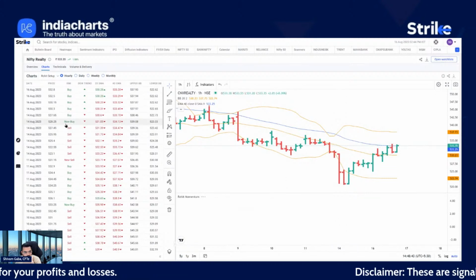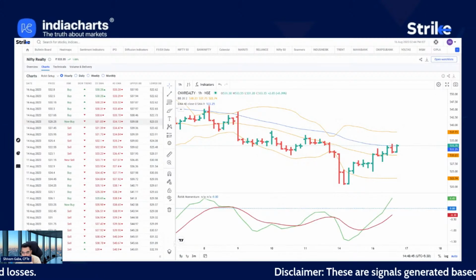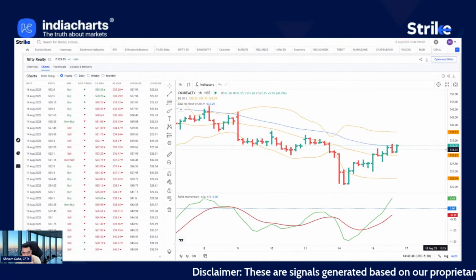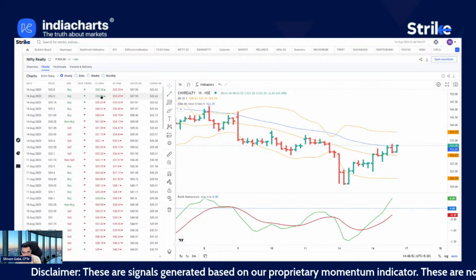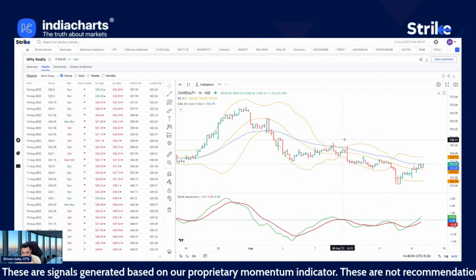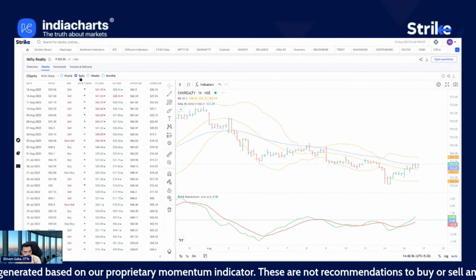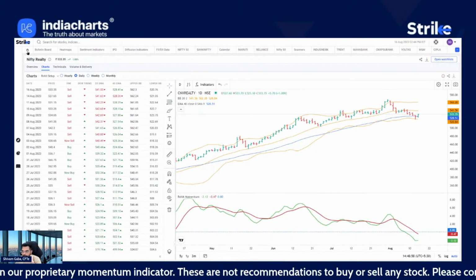yeah, so the hourly setup also looks good. It's trying to cross the 40-hour average, above which all the four confirmations get confirmed on the hourly chart at least. So this is an index to watch out for in the short term.